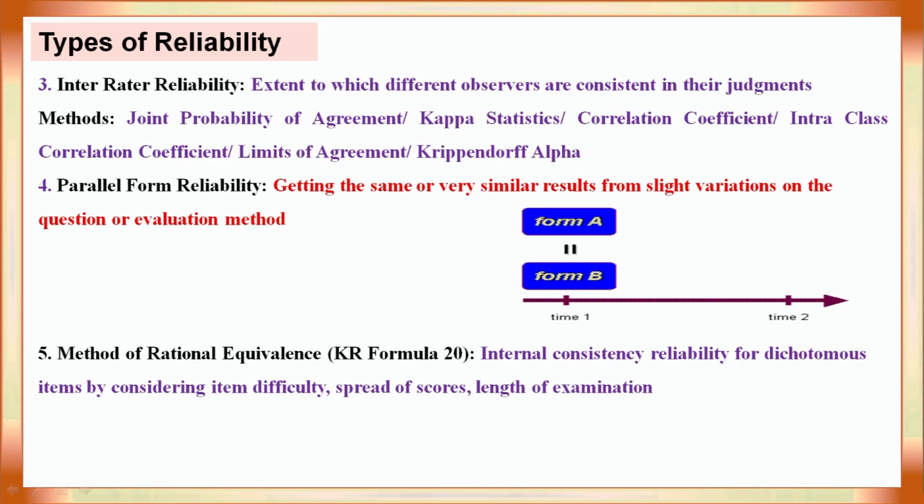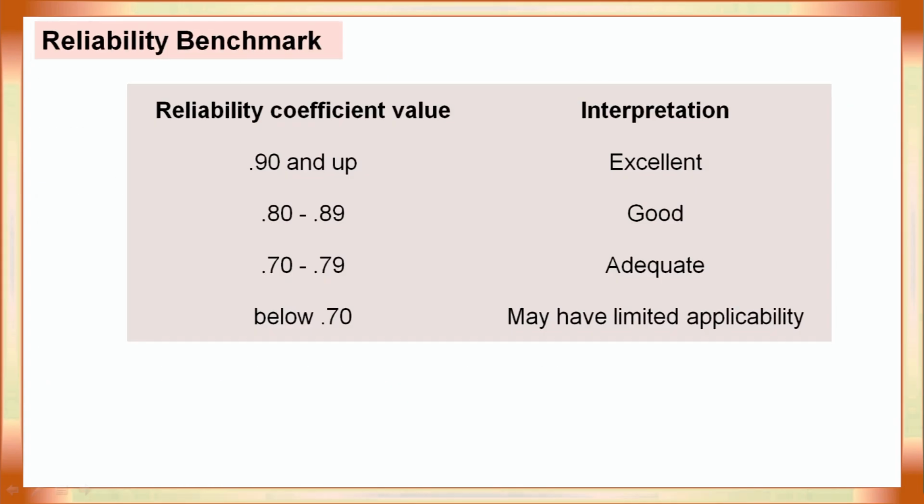That is item difficulty, spread of the test, length of the examination. Those may actually affect the split-up reliability. Already we discussed it as part of the limitations of this method. KR20 was developed by taking all these aspects into consideration. But this is suitable for dichotomous items, meaning where the answer to the question is basically yes or no, in a binary form.